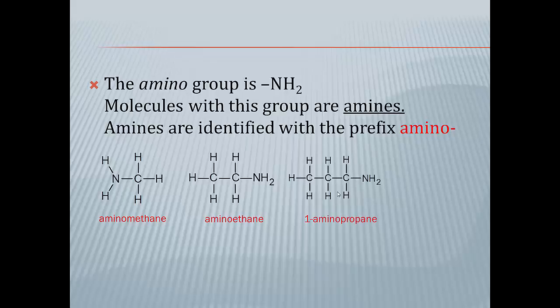This molecule is 1-aminopropane, with the amino group attached to the first carbon on the propane molecule. And there is of course an isomer of this molecule, which is 2-aminopropane, where the amino group now can be found on the second carbon. So these 4 molecules are examples of amines.